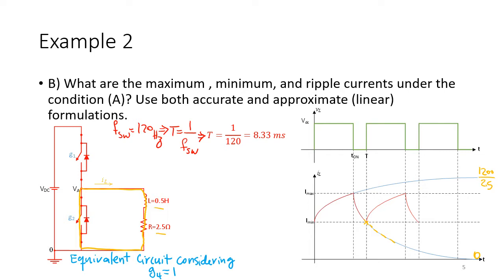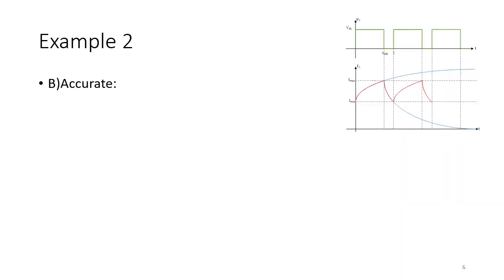Now we are asked to calculate the accurate and approximate values for the maximum current, Imax, the minimum current, and the ripple, which is Imax minus Imean. But both the accurate and approximate ones. Let's start with the accurate one. As I said, we can consider it as an RL circuit.